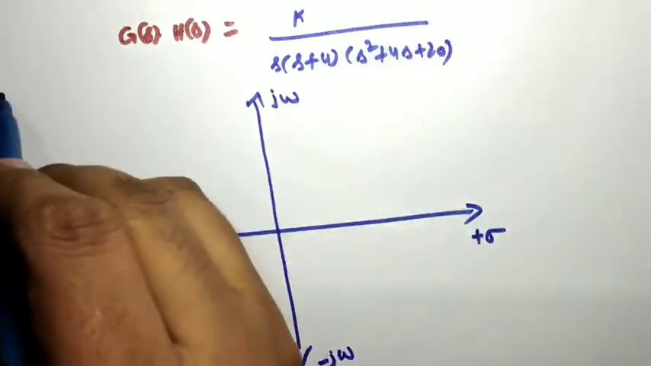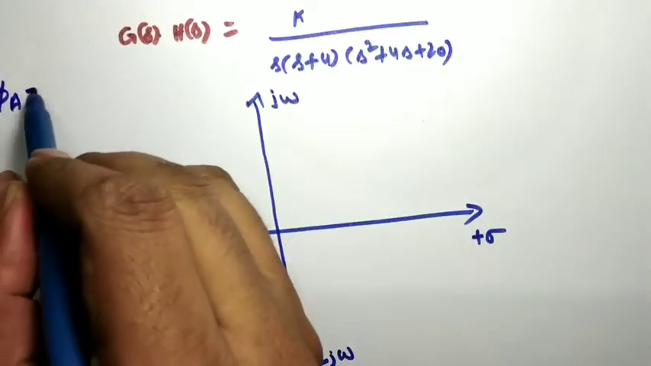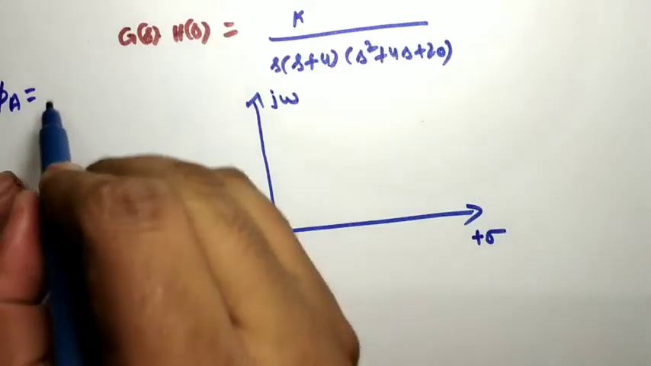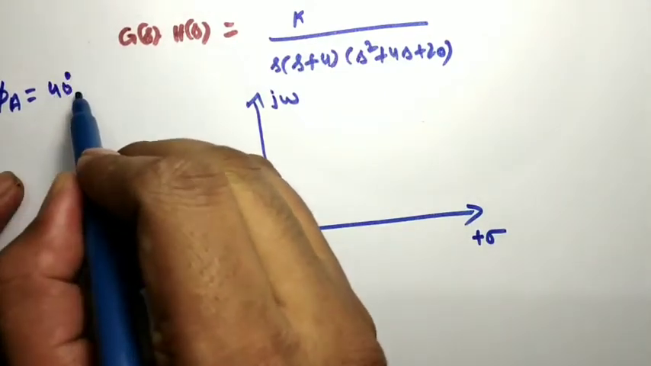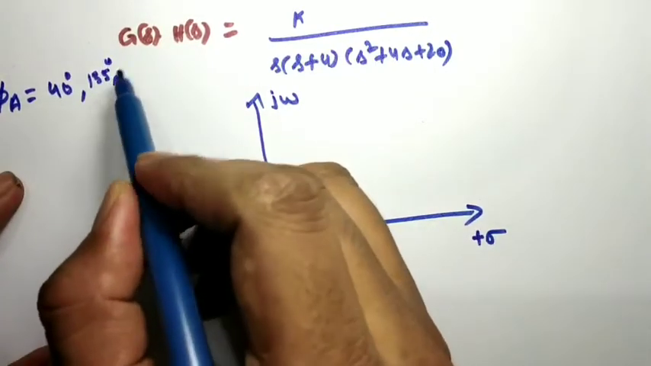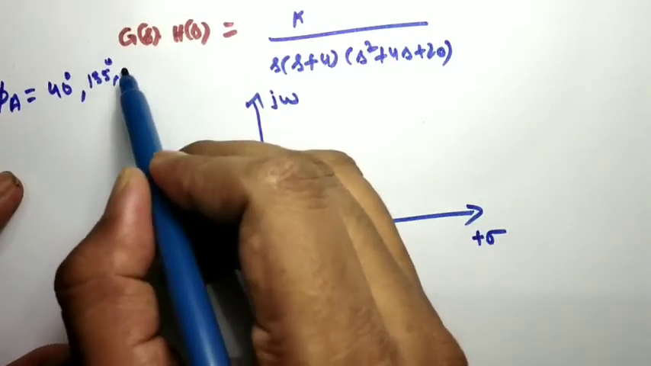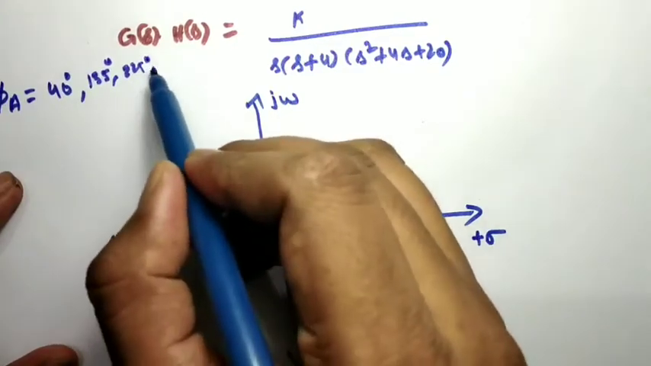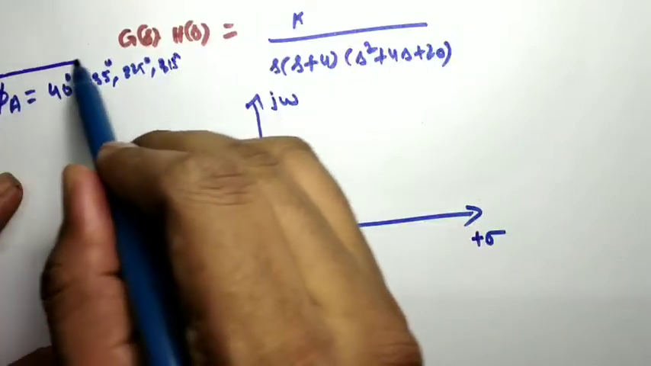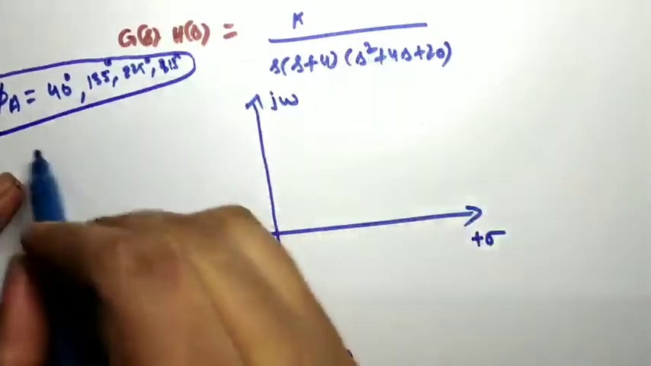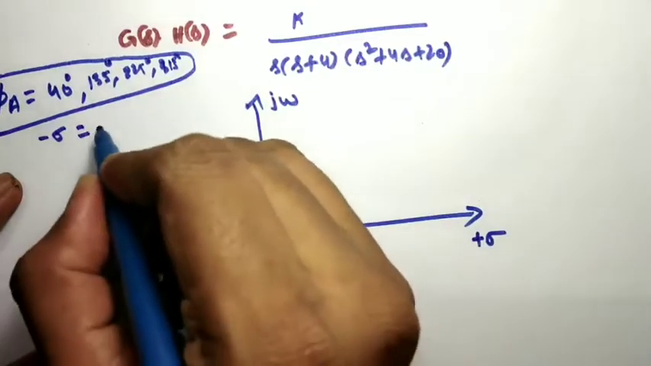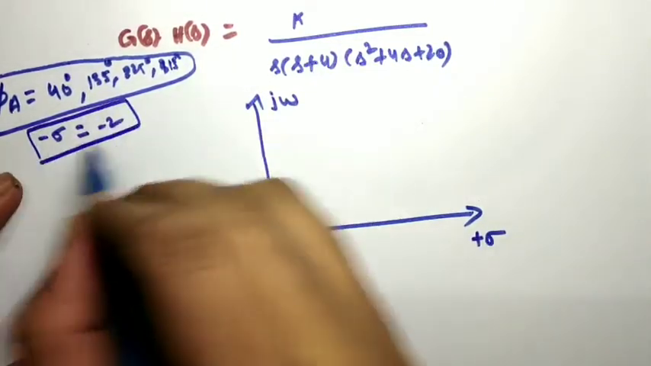If I first find the angle of asymptotes, you just calculate, you will get 45 degrees, and 135, and another one is 225, and another one is 315. So these are the angles of asymptotes for this. What is the centroid? If you calculate, you will get the centroid is minus 2.